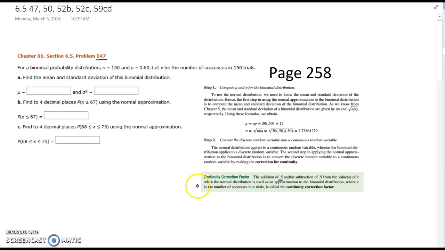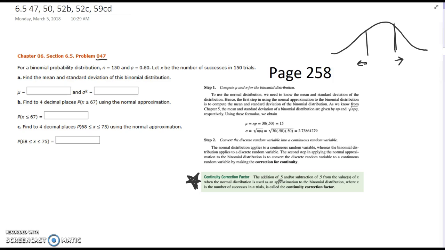One thing you want to keep in mind is anytime you're looking at the normal distribution, you have to account for this continuity correction of 0.5. If you're looking for an area between, you're going to have to add 0.5 to the upper bound and subtract 0.5 from the lower bound. So that's something to keep in mind. Very similar to what we did before with the standard normal distribution.